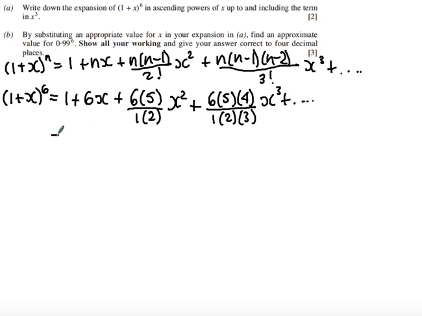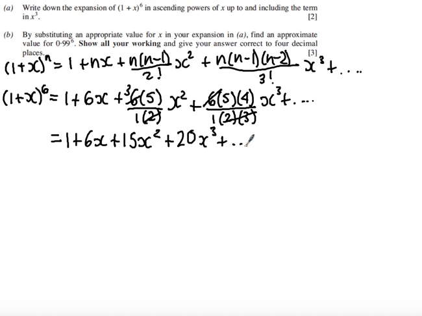Okay, now simplifying my terms, I get 1 plus 6x. I can cancel the 2 with the 6 to get 3 times 5, which is 15x squared. And then on the bottom I can cancel, 2 times 3 is 6, so 5 times 4 is plus 20x cubed plus dot dot dot.